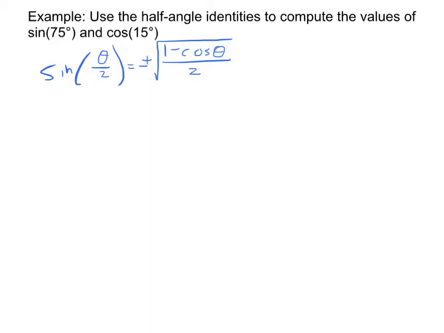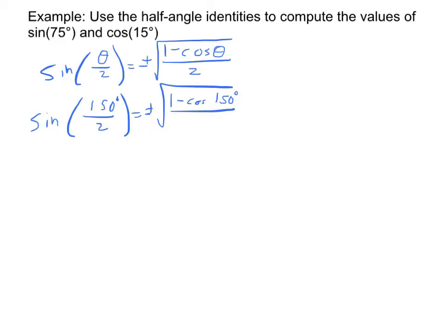So now the question is, what do I have to use as my theta here if I want to figure out the sine of 75 degrees? We're going to use 150 degrees, because half of 150 is 75. So this will give me plus or minus the square root of 1 minus the cosine of 150 all over 2. And now I just have to evaluate that. So let's see, 150 degrees is way over here. So the cosine of that looks like it's negative root 3 over 2. So I'm going to get 1 minus negative root 3 over 2, so plus root 3 over 2, all over 2.